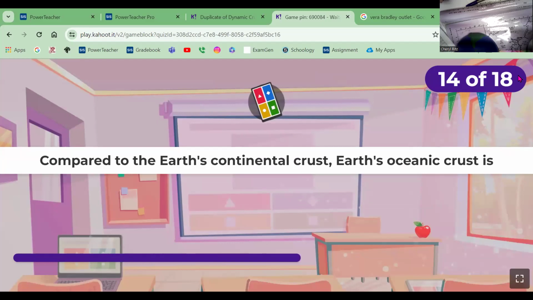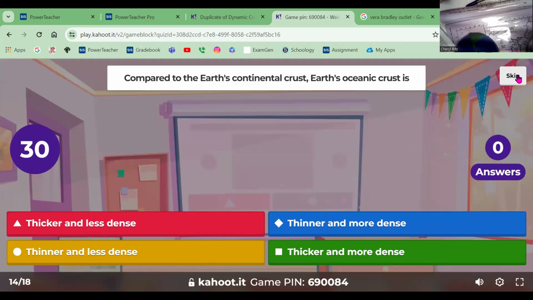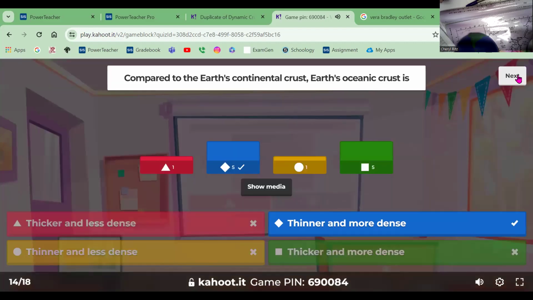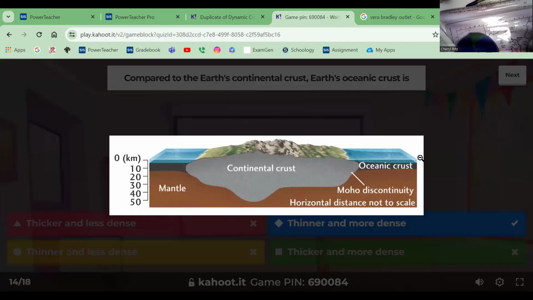Compared to the Earth's continental crust, the Earth's ocean crust is... The picture might help. So the ocean crust, take a look at that picture. Look how thin the ocean crust is. Look how thick the continental crust is.